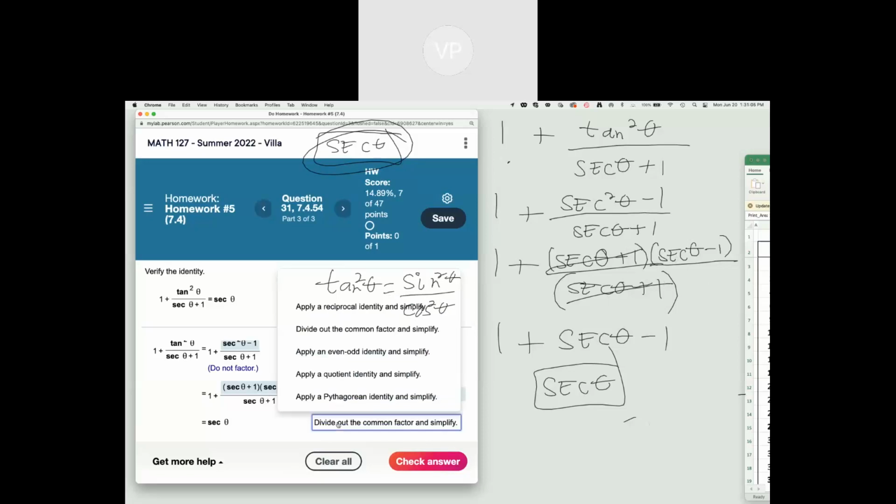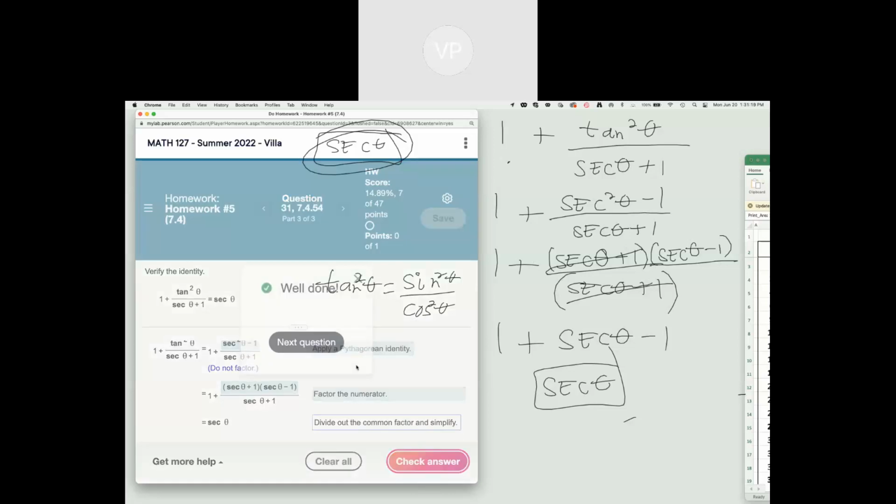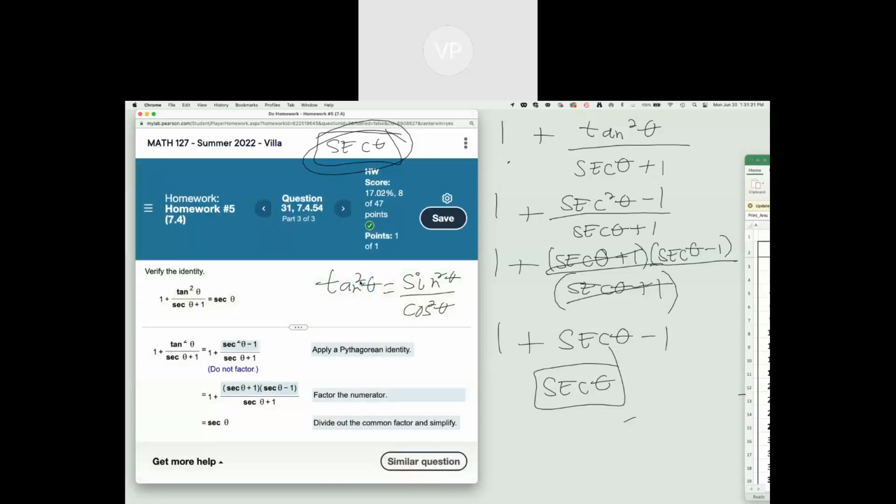We canceled something. Okay, so how do you cancel? You didn't do an even odd. It was not a quotient identity. It was not a Pythagorean identity. It was dividing out a common factor. That's what we did by slashing these out. We divided them away, and then we simplified by combining the ones, and there's our answer.